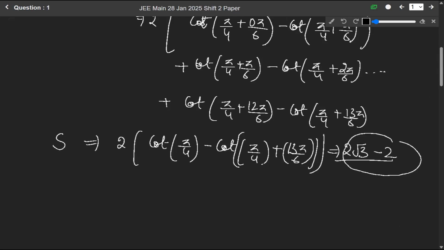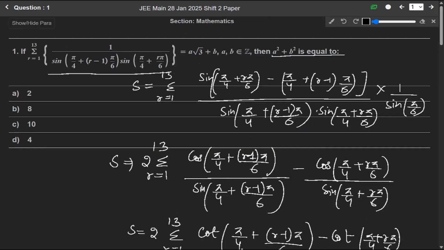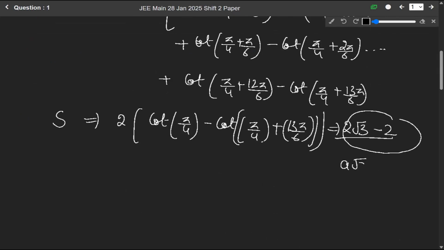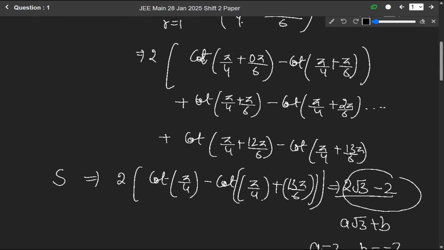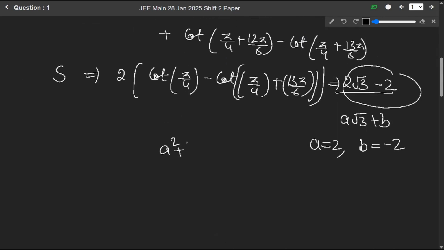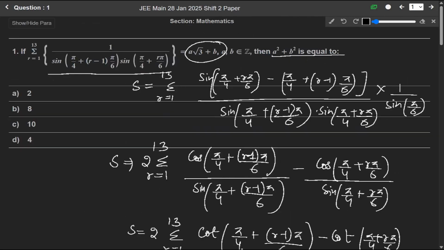Then we have to compare it with what is given in the question: a root 3 plus b. So a will be 2 and b will be equal to minus 2. We have to find a square plus b square, which will be 4 plus 4, meaning 8. So our answer is 8, which means option B is the correct answer.